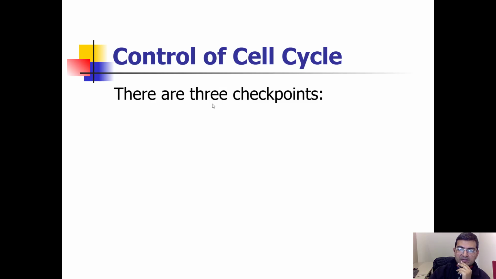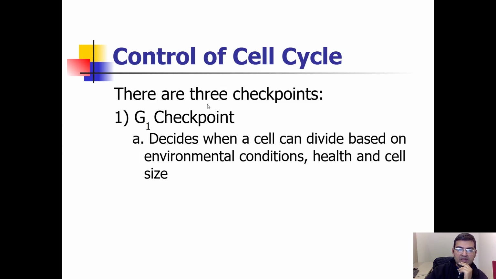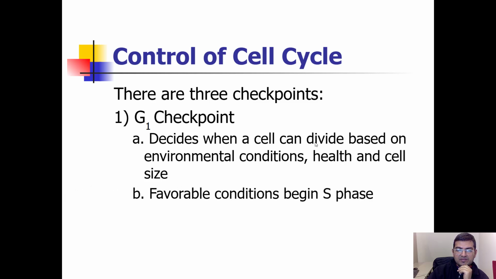Control of the cell cycle. There are three checkpoints. G1 decides when a cell can divide based on environmental conditions, health, and cell size. Favorable conditions begin the S phase. If not favorable, a resting period begins, called G0.